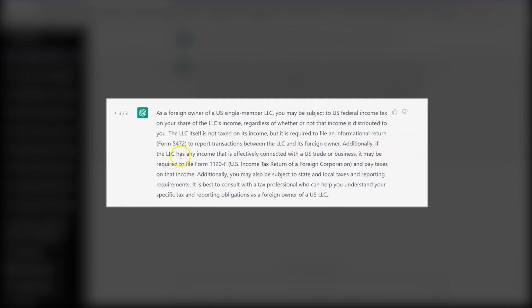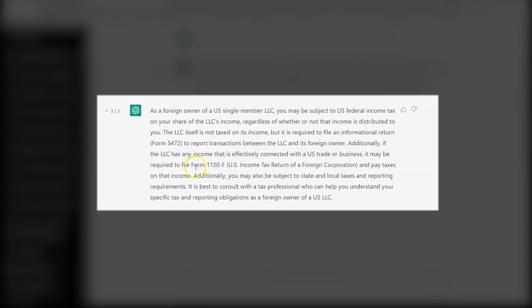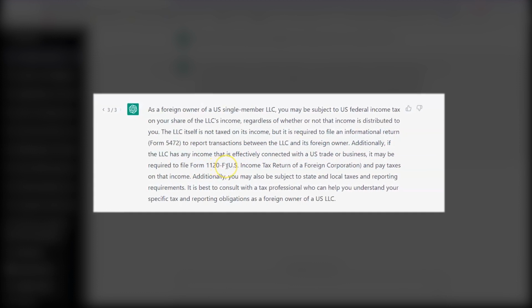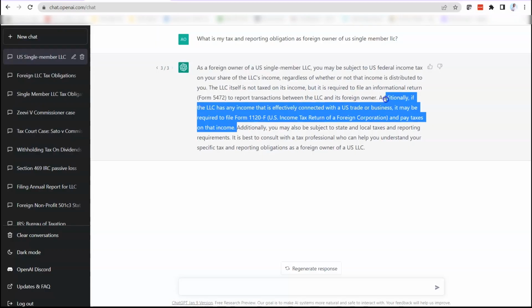Additionally, if the LLC has any income that is effectively connected with the U.S. trade or business, it may be required to file 1120F. I have a problem with this one. This is not correct. On one side, it says that the LLC itself is not taxed on its income. So the LLC has no income tax return to file if it's a single member LLC. The only return it has to file in this scenario is the information return, which is a pro forma 1120 and the 5472.